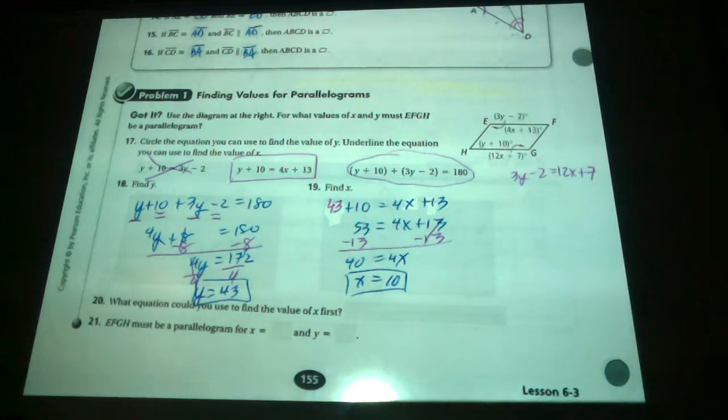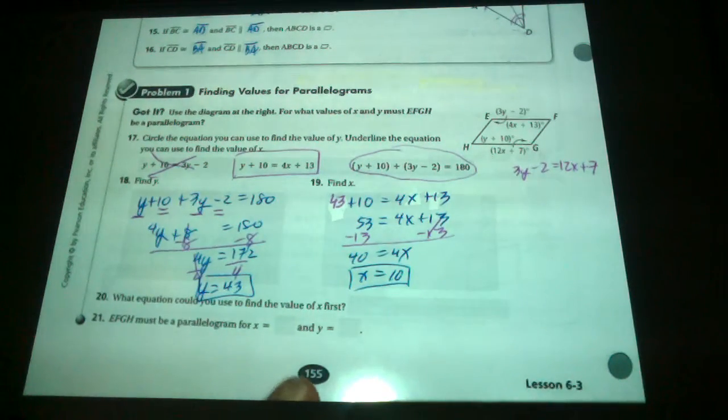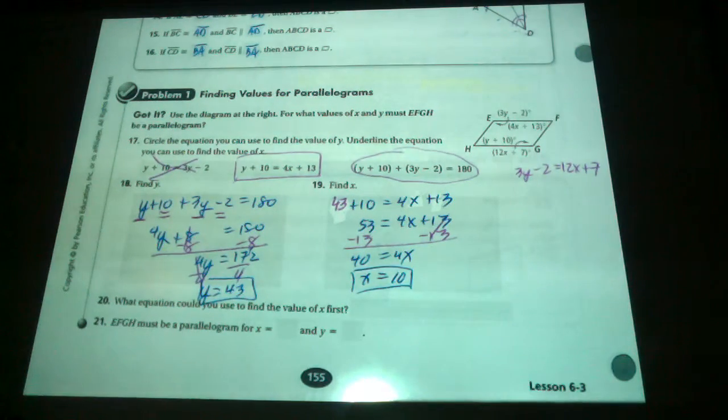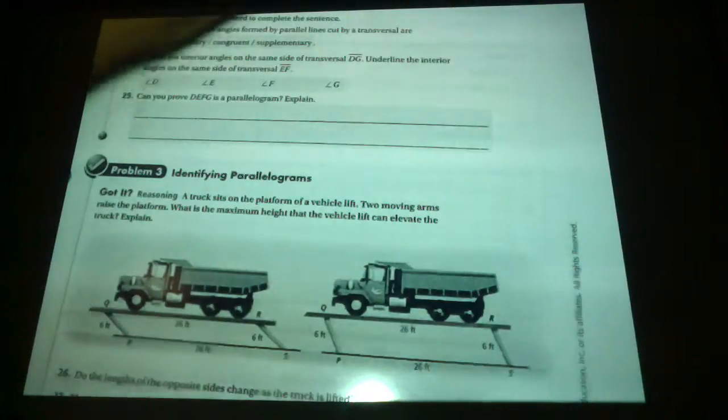10. So basically they're asking you what x and y have to be for that to be a parallelogram. x has to be 10, y would have to be 43. Otherwise it's not a parallelogram. So is it a whole lot different than what we were doing yesterday? You're just making some different assumptions. That's all. Really doing the same thing.